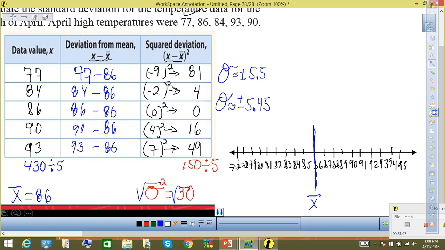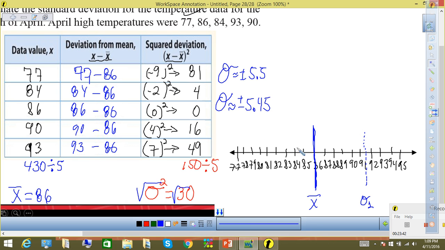Okay? Now, standard deviation says that the distance from that mean is how much apart? How much? 5.5 plus minus, right? So if we go 86 plus 5.5, what does that give us? 91.5 is about right here. Put a little dotted line right here. And this is our standard deviation 1.